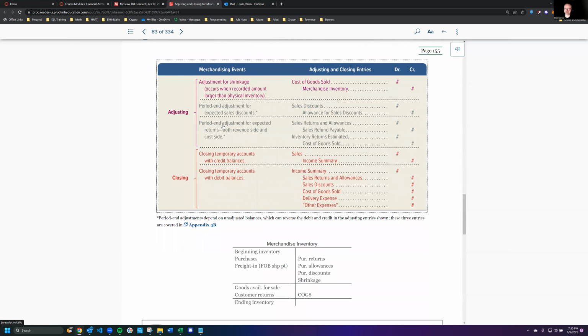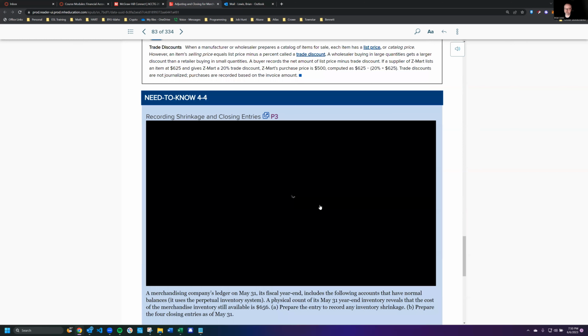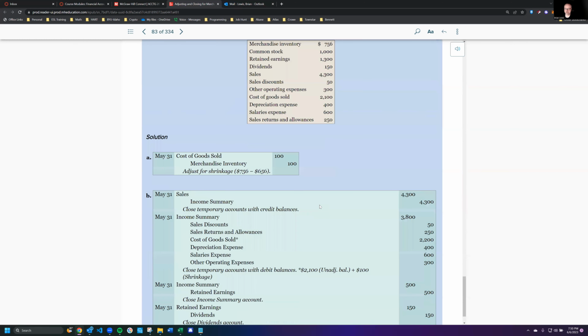Okay, so if you need a quick little way of looking at this, this will be it. Any of your adjusting entries, your shrinkage accounts, your sales discounts, your returns and allowances, all those are in here, and then any of the closing accounts. Pretty nice summary right here, and a quick review of how to record shrinkages.